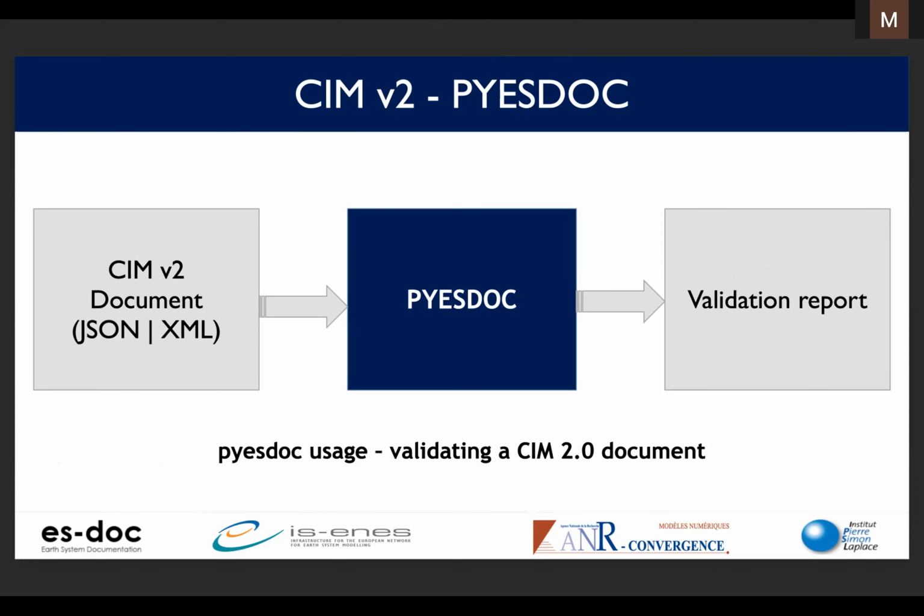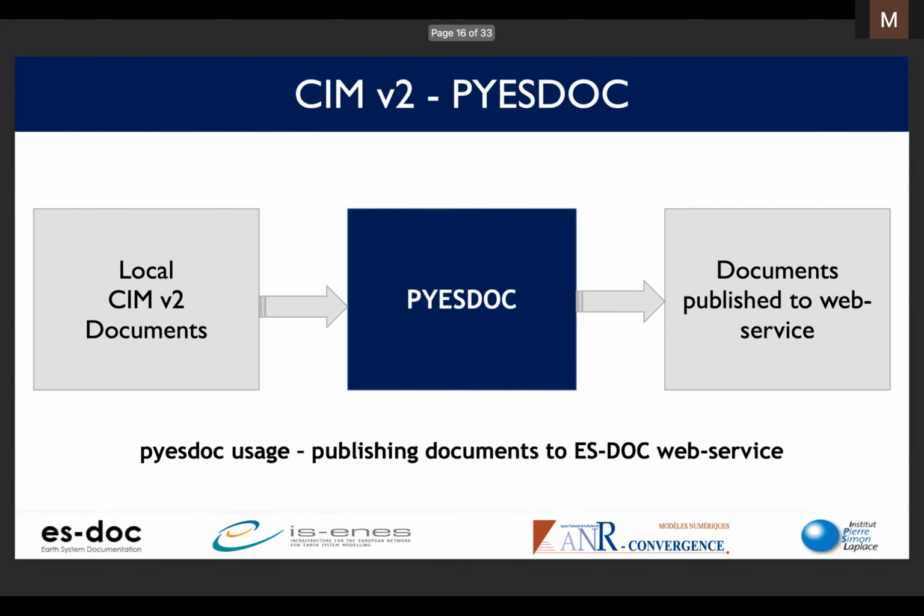Another example is if a third-party system creates one of these SIM documents, or one of the documents that you can create using this toolchain, they need validation reports. So we can validate these documents using ESDoc. And then lastly, we can also publish to the ESDoc documentation web service using ESDoc local SIM documents. So these are just a few use cases of ESDoc. It's a low-level library that's used across the ecosystem.